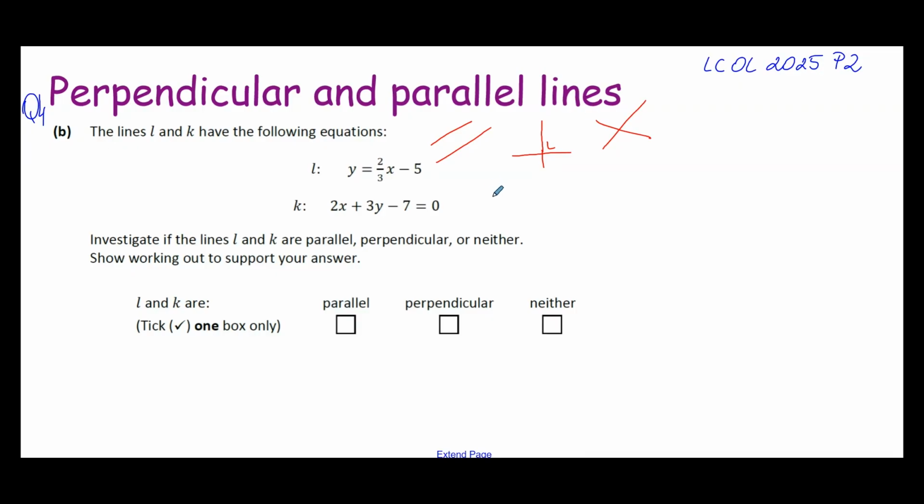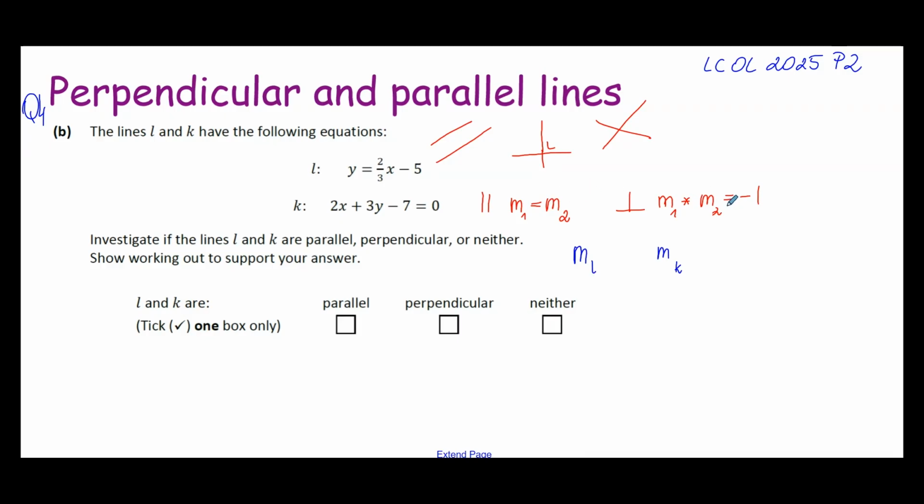Well, this is a bit of knowledge that we need. When we are talking about parallel lines, the slope of one line will be the same as the slope of the second line. When we are talking about perpendicular lines, the slope of one line multiplied by the slope of the other line will equal -1. So in our case, applying that here, I need the slope of line L and the slope of line K, and therefore find out which is true.